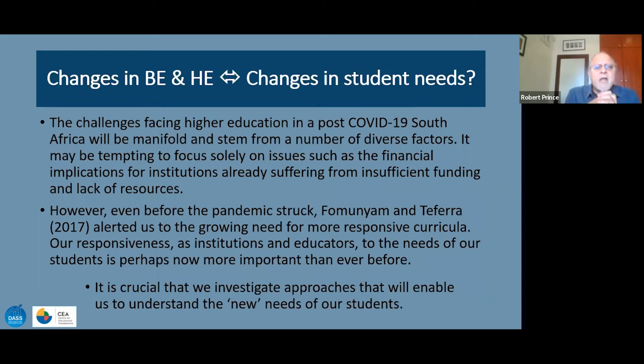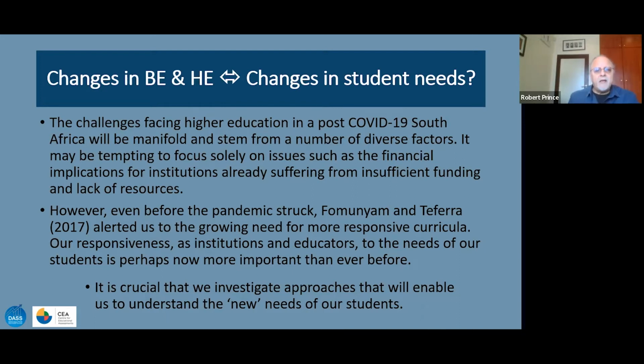So I want to say that the changes in the basic education and higher education situation obviously have implications for changes in student needs. And changes in student needs have implications for changes in basic education, but in particular for higher education. So the challenges facing higher education in the post-COVID-19 South Africa will be manifold and will stem from a number of diverse factors. It may be tempting to focus solely on issues such as the financial implications for institutions, and that is important, but we need to think about the curriculum.